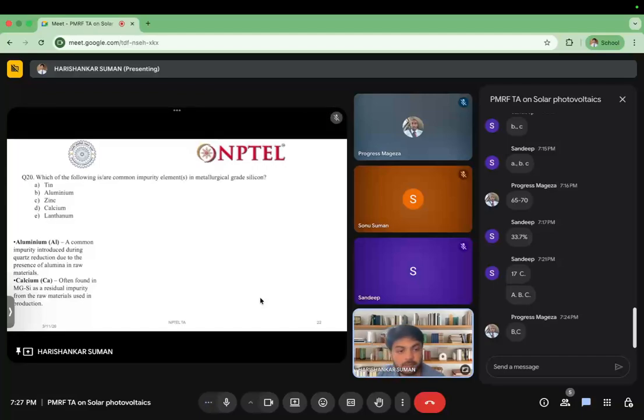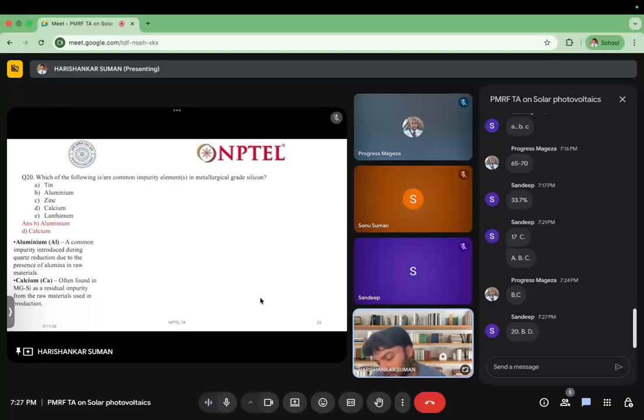This is the next question. Which of the following is or are commonly impurity elements in the material grade silicon? Tin, aluminum, zinc, calcium, lanthanum. B and D. Okay. So aluminum and calcium, sorry, not selenium, are commonly found in the metallurgical grade silicon as impurities.